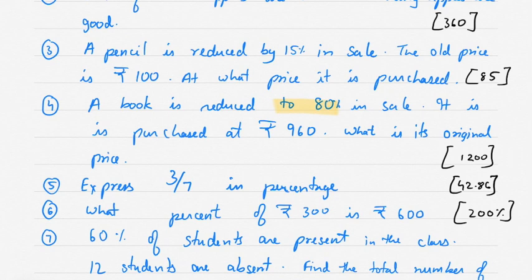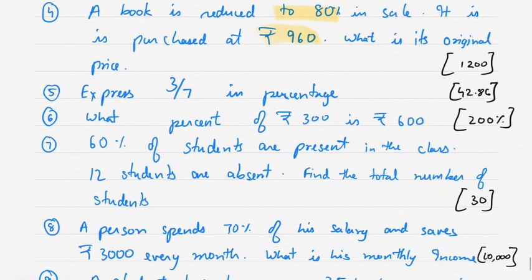And it is purchased at rupees 960. So that means 960 is 80%. How much is 100? So 960 divided by 80 into 100. Correct? Next question.